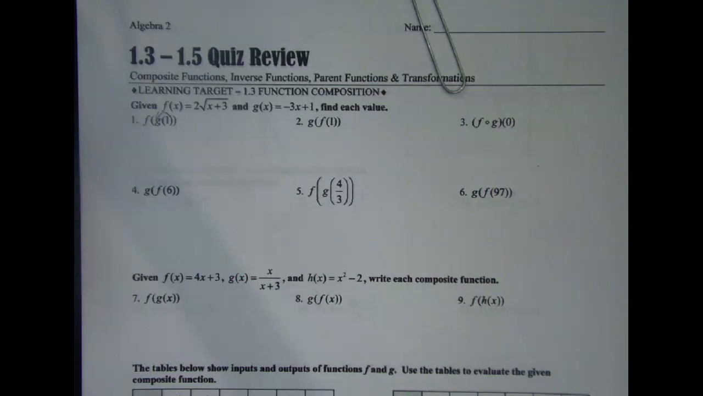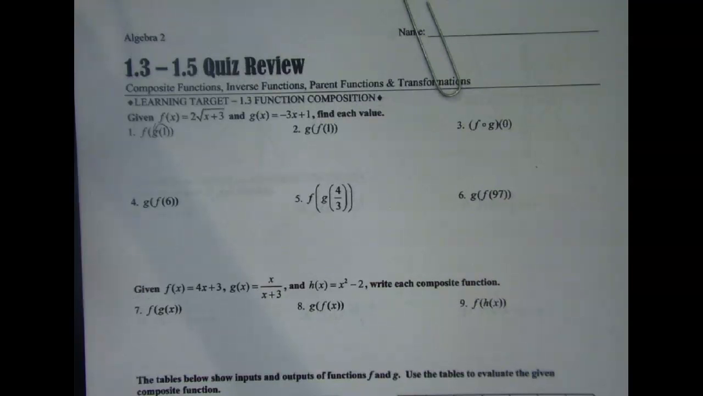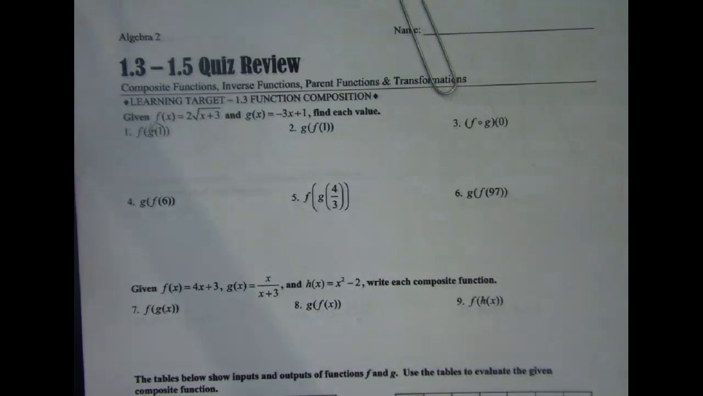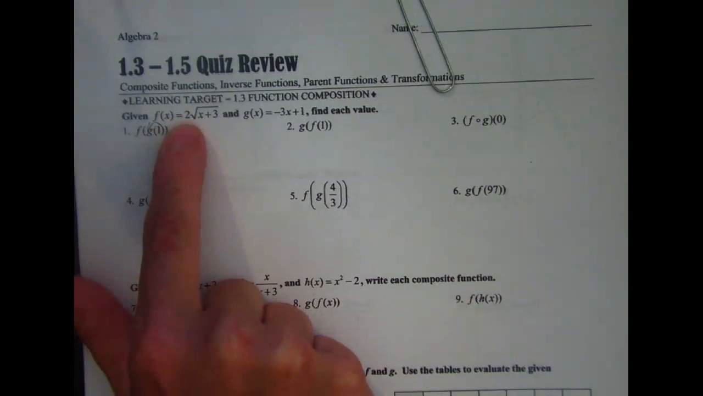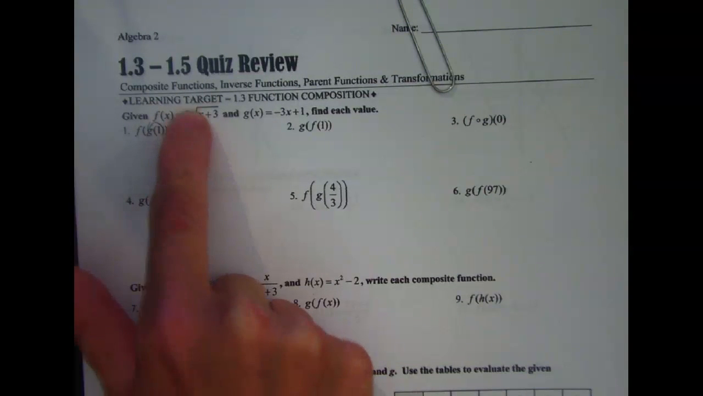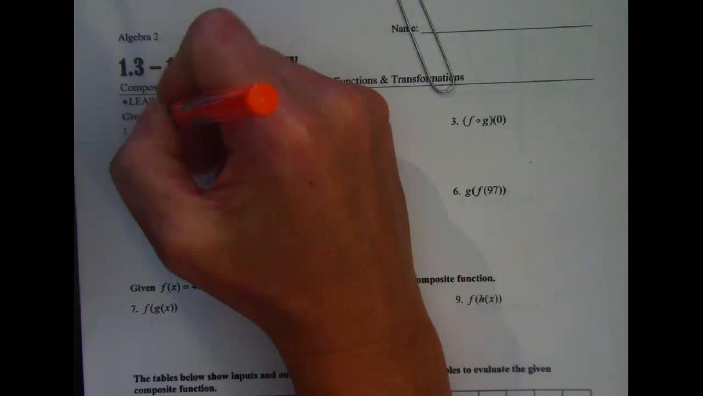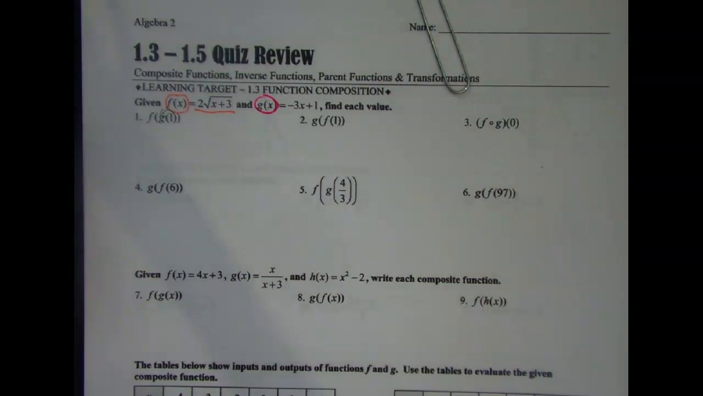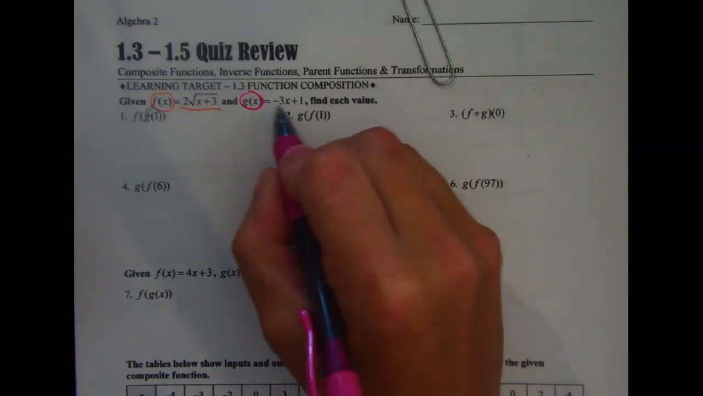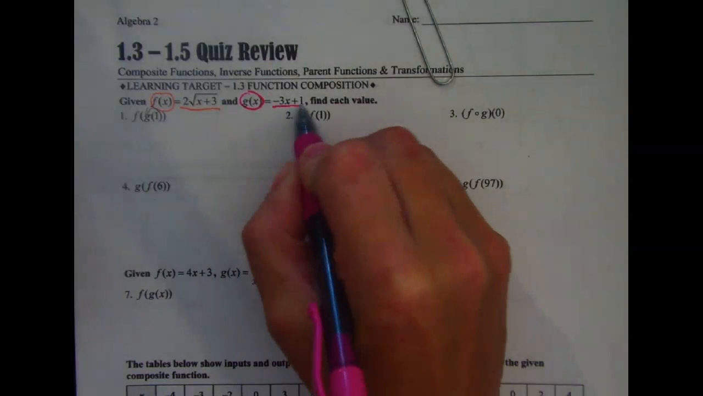Okay, so looking at number 1, we are given two functions. It says f of x right here is 2 times the square root of x plus 3. And then I'll circle that. That's our first one. And then we have our second function, g of x, which is negative 3 times x plus 1. So it's all of that. So we're going to be doing the function composition.